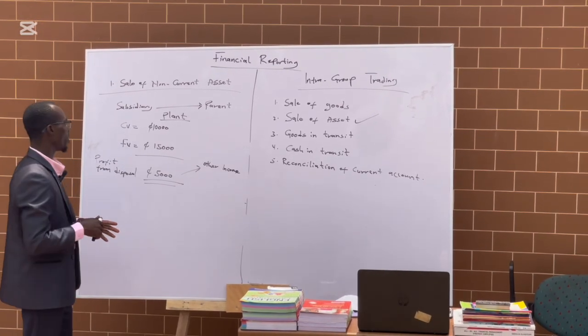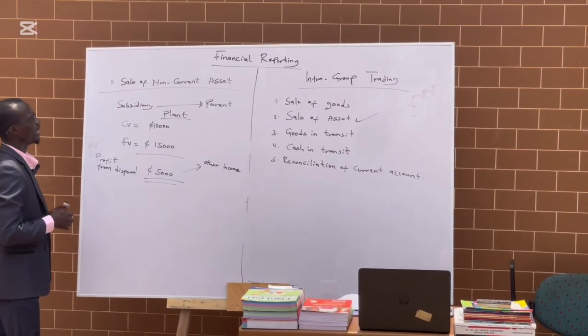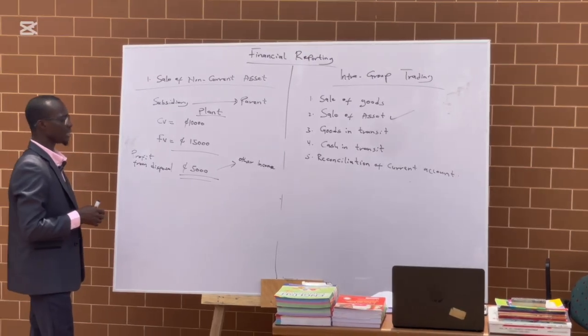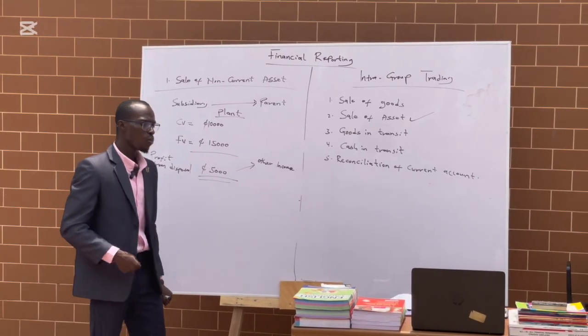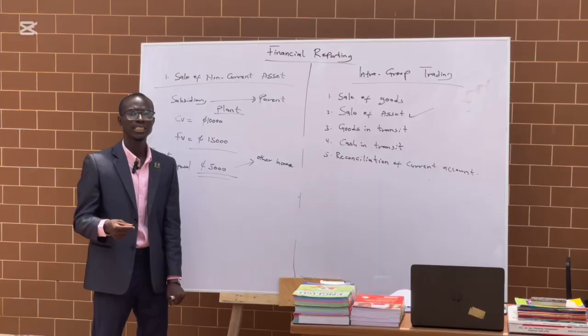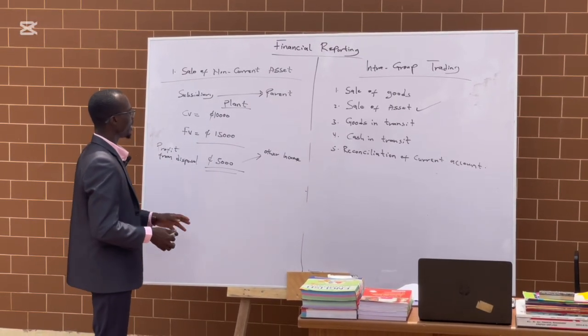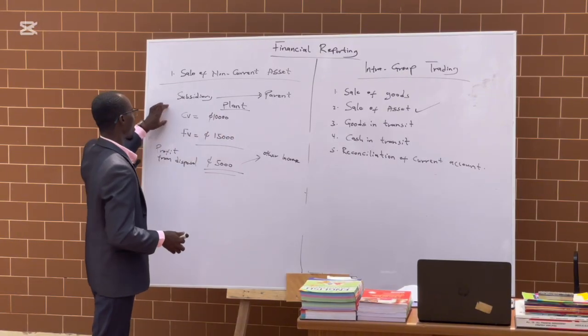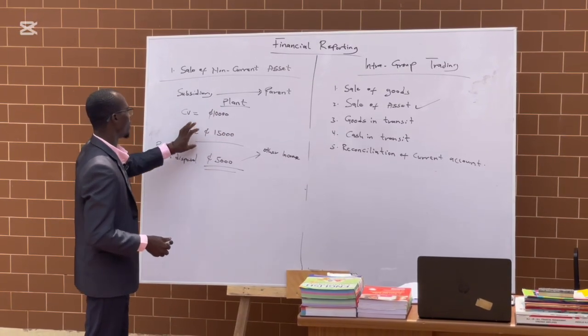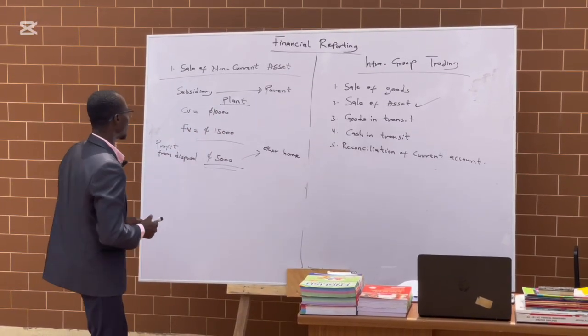Cancel everything off. So this is how the non-current asset issue comes in. But in some cases, there will be an issue whereby there will be excess depreciation. In a case where maybe they have sold the asset, the current value was 10,000 and the fair value is 15,000.